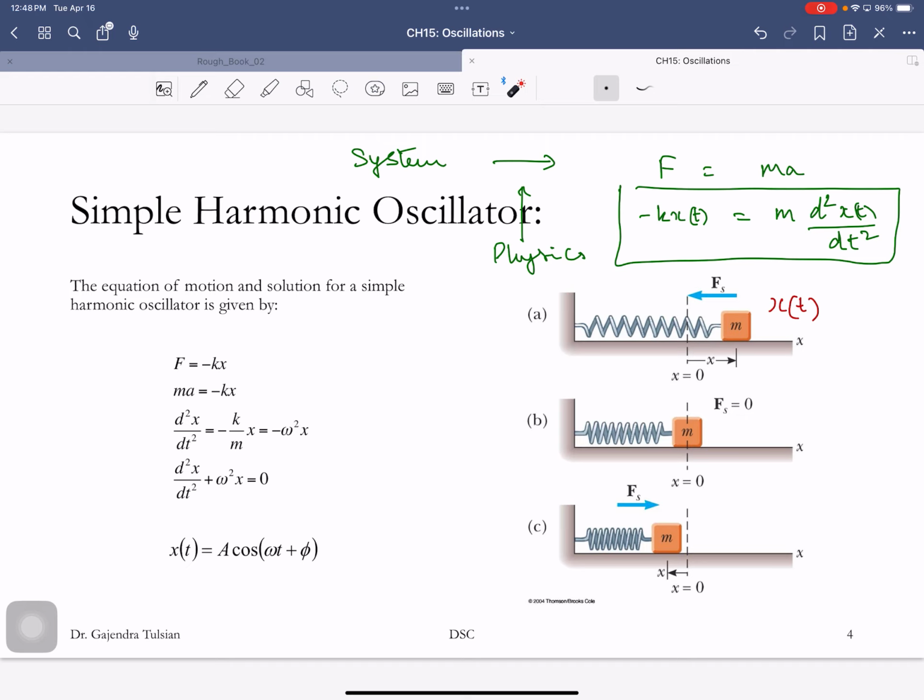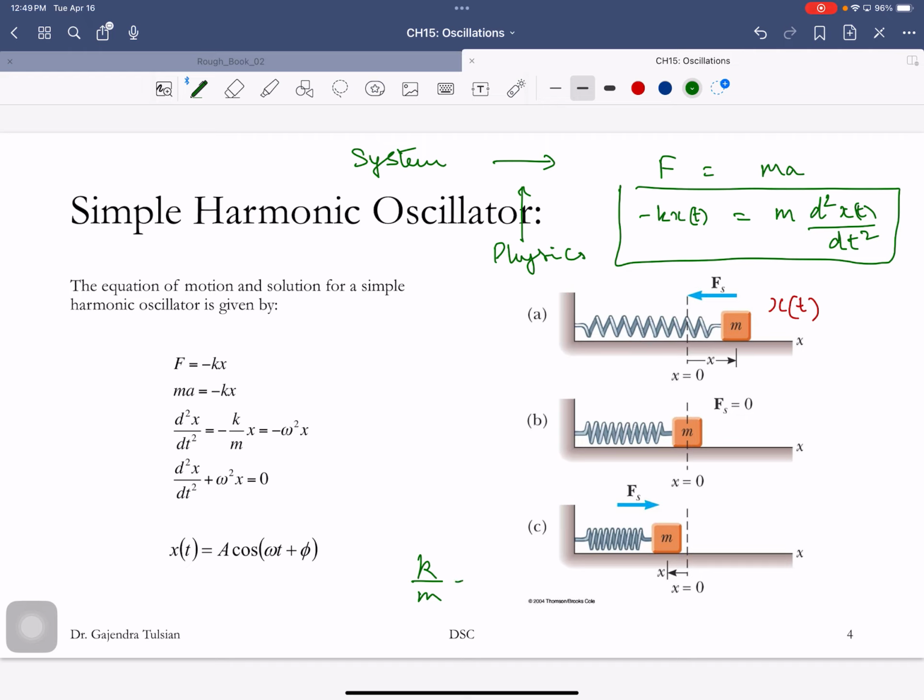All right, so there's the equation. So d squared x, I'll divide by m, so minus k over m. What is k? Spring constant. Is that a positive or a negative quantity? That's always a positive quantity. Okay, the spring constant is always positive. How about the mass? It's always a positive quantity. Okay, so k by m is always positive.